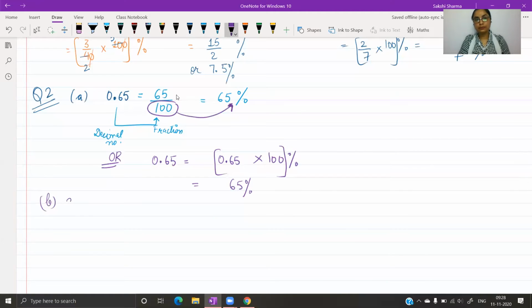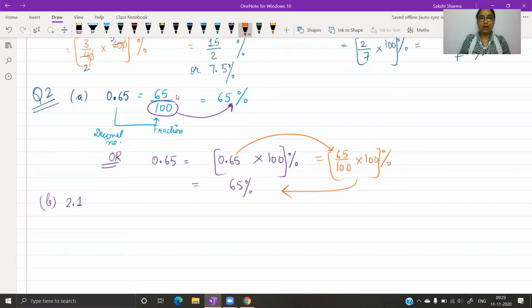Yes, beta. Ma'am, converting 0.65 into a fraction and then multiplying into 100 is also a method. Yes, that's correct. You can write 65 like this and then into 100, and when you solve this, it will become the same answer. Yes, right?